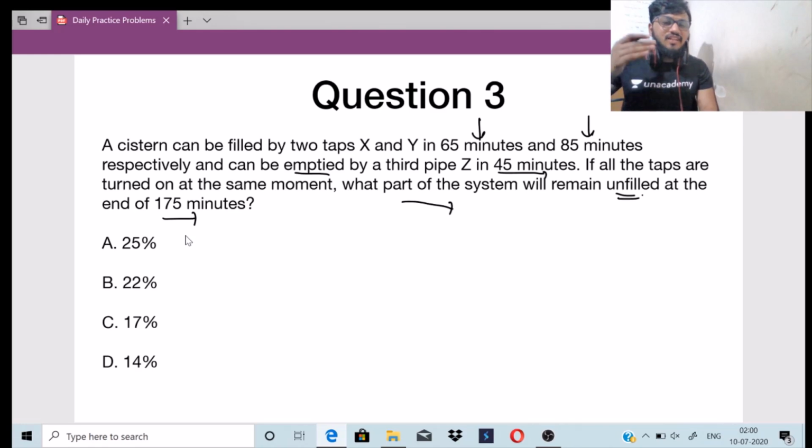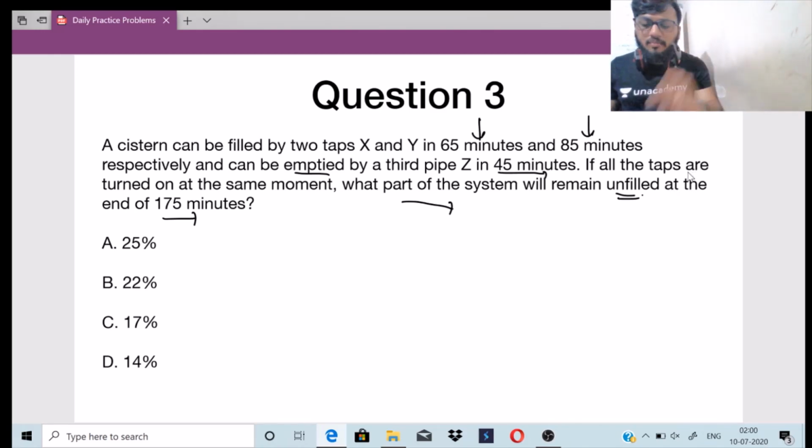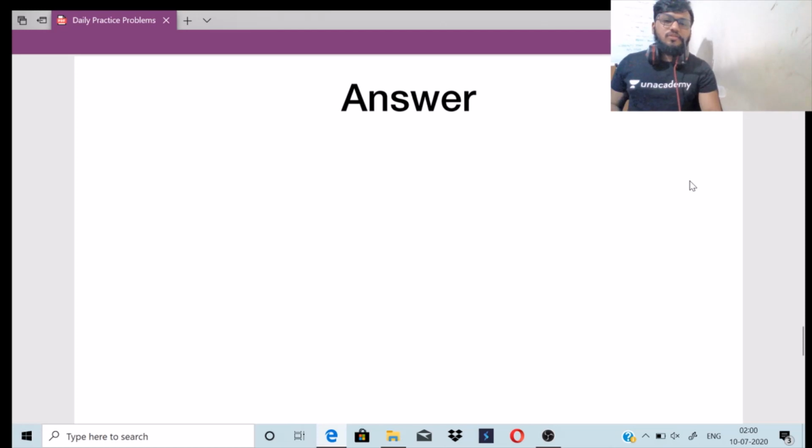मतलब 175 minutes खत्म होने के बाद वो पूरा टैंक का कौन सा पार्ट अनफिल्ड रहेगा, कौन सा पार्ट फुल रहेगा वो हमें फाइंड आउट करना है, उसको टोटल टैंक से माइनस करना है, और remain unfilled at the end of 175 minutes क्या होता है, वो पार्ट क्या है, वो हमें फाइंड आउट करना है, right? So this is going to be a bit trickier question. So let's solve this, right?